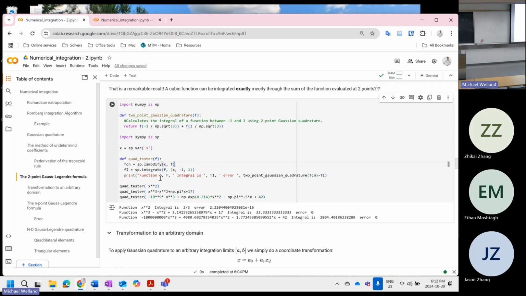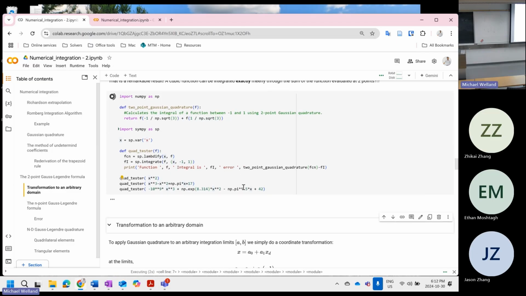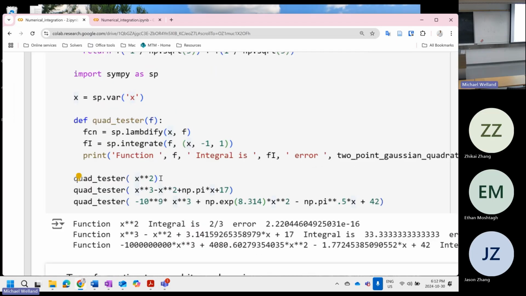Okay. So what I did here was say, okay, this is the function. This is the correct integral. And here's the error. Here are some nasty functions. We've got a quadratic. Can you guys see the screen here? There we go.